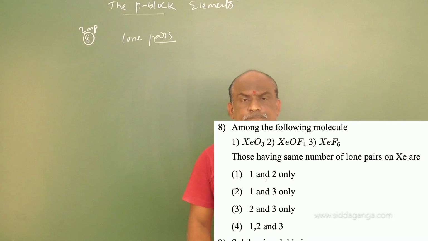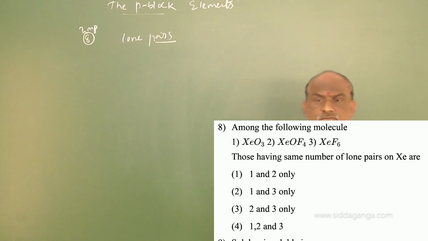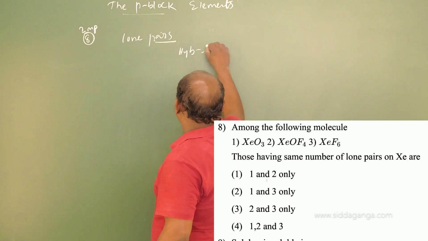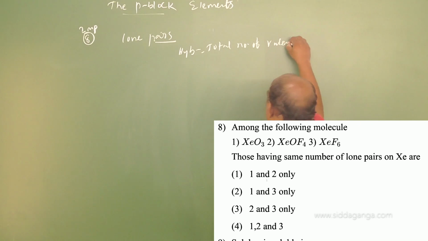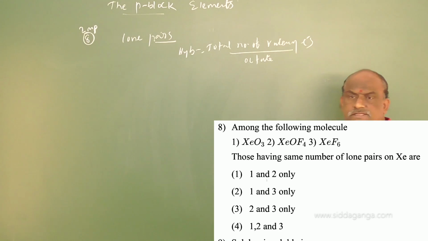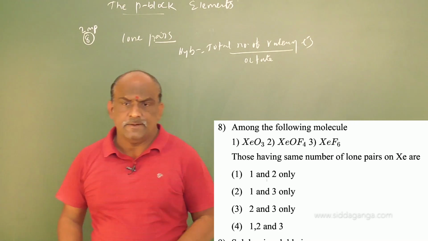While discussing the 18th group elements hybridization concept, I gave one formula regarding hybridization. What is hybridization? Hybridization is equal to the total number of valence electrons divided by eight, that is the octet. That is the simple formula to calculate hybridization.